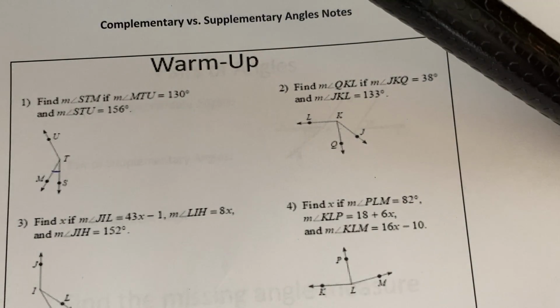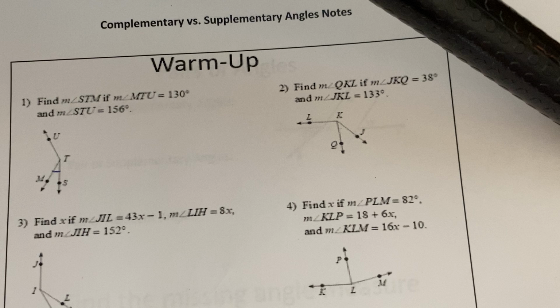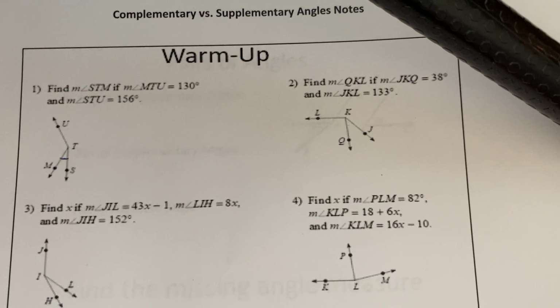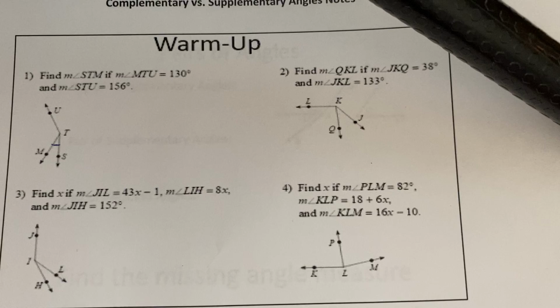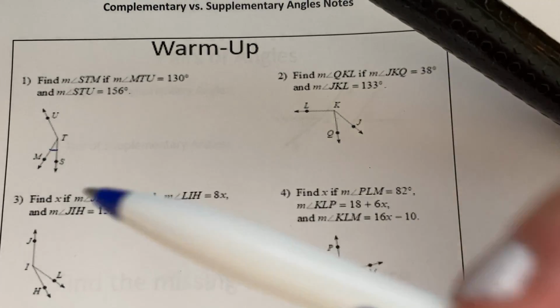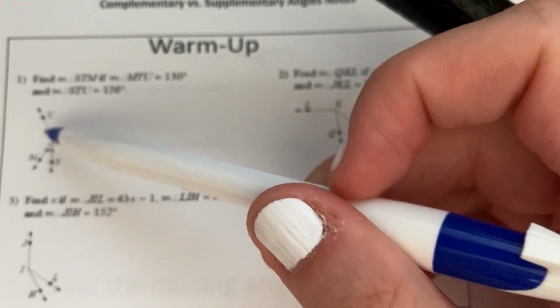Alright, so this is the lesson on complementary and supplementary angles. If you want, go ahead and try these first 4 problems as a warm-up, and then we're going to go over it after you have finished. Alright, these should have been review problems from the last lesson, which was the angle addition postulate. So basically it said any two angles that make up one whole angle added together equals the whole angle.